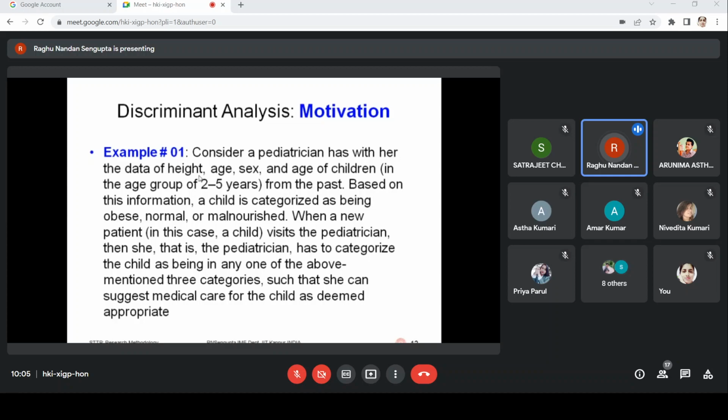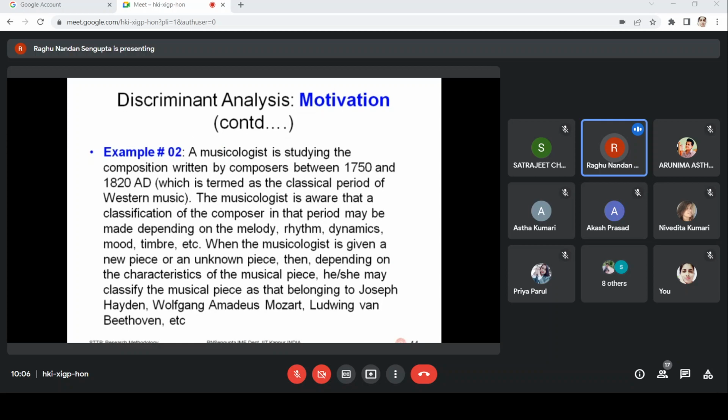So there are different classification concepts in music also, as we have in our Indian classical music. So there are different ways. You know that it's classified as the morning raga, the evening raga, and so on and so forth. So when the musicologist is given a new piece of an unknown composer, depending on the characteristics of the musical piece, what the notes are and how many notes there are, he or she will classify whether that composition belongs to either Haydn, Mozart, Beethoven, Bach, or Chopin. Basically, depending on that, he or she can classify that.